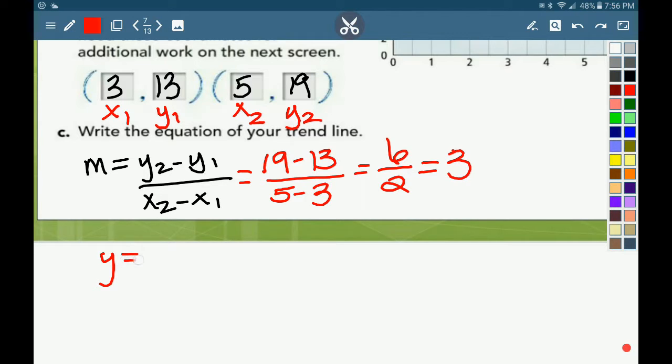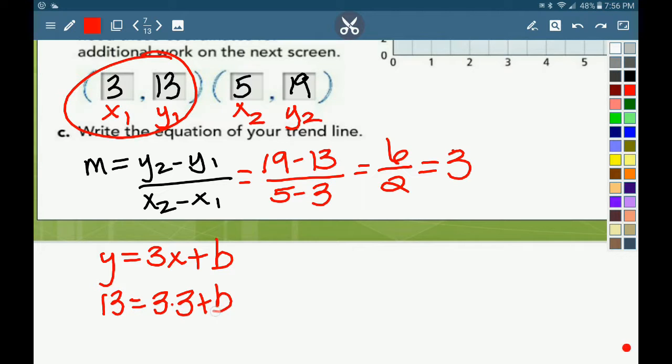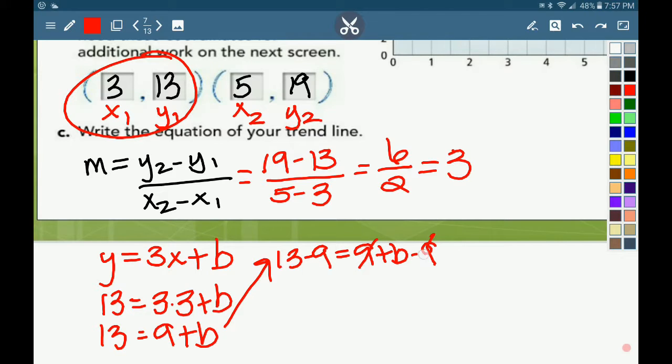So far, we have y equals 3x plus b. Now again, just choose one of the 2 points that you see above. Plug x in for x and y in for y. I'm just going to choose the first one I see. So 13 is equal to 3 times 3 plus b. So we have 13 is equal to 9 plus b. Now we need to solve for b. That means we have to subtract 9 from both sides. So now I've got b is equal to 4. So the equation of my trend line is y equals 3x plus 4.